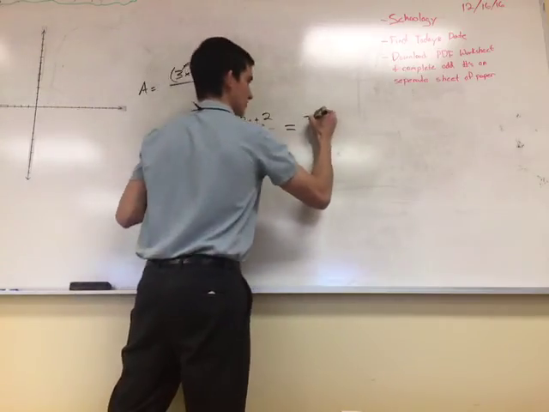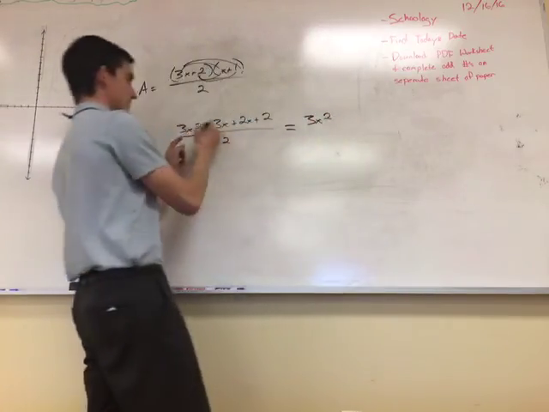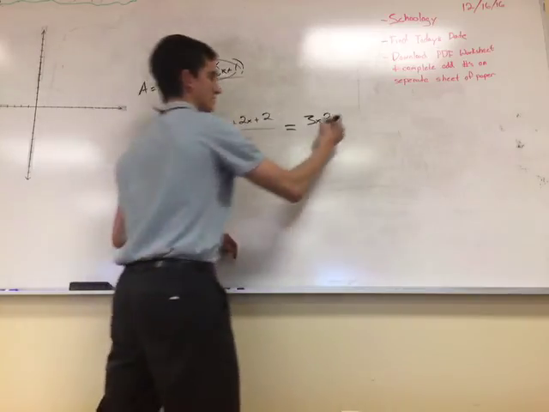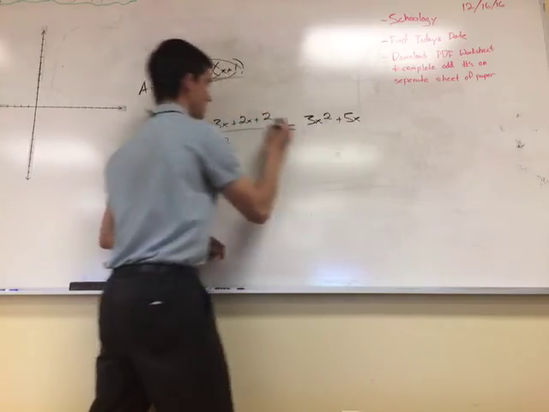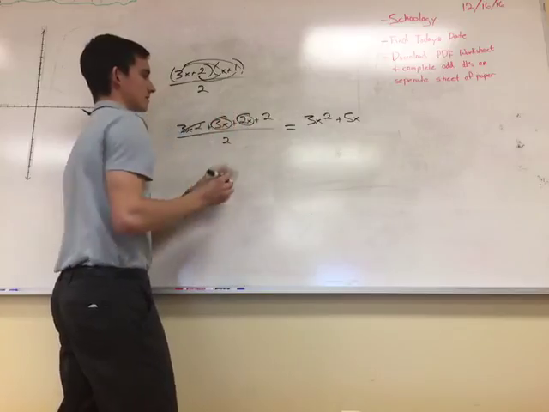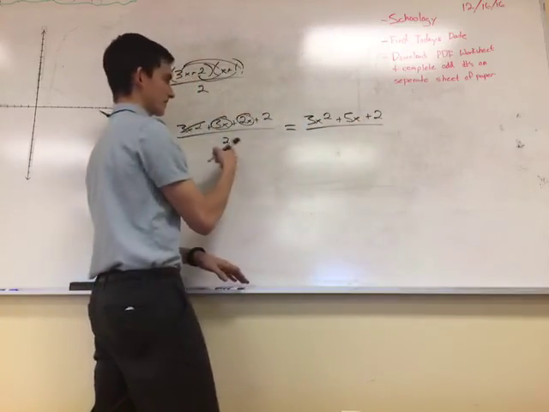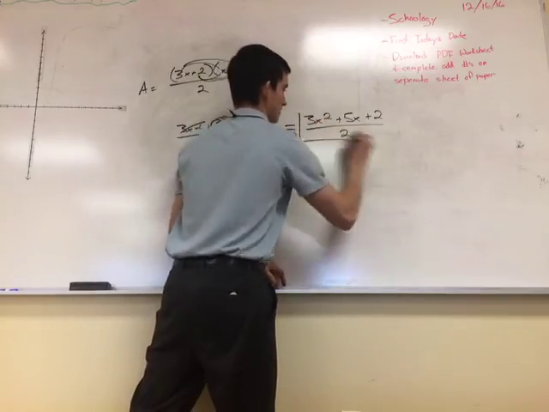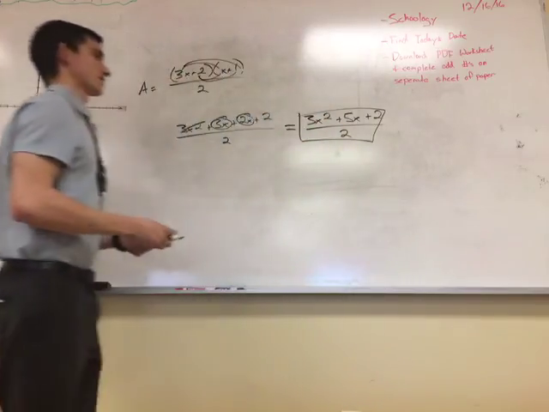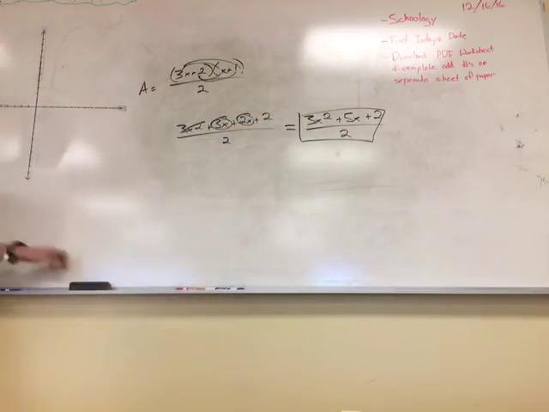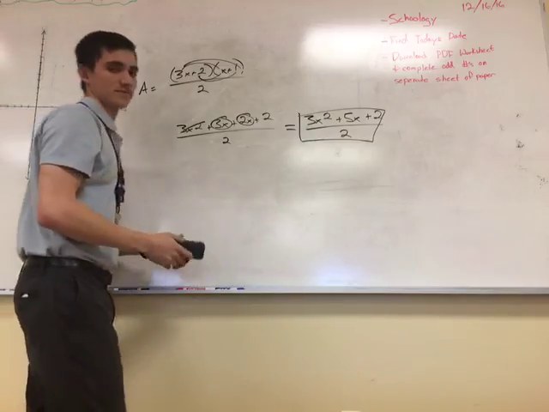I need to combine some like terms. So I have 3x squared, that's that one, 5x, that's coming from combining these like terms, plus 2, divided by 2. That's the area of that triangle: 3x squared plus 5x plus 2, divided by 2.